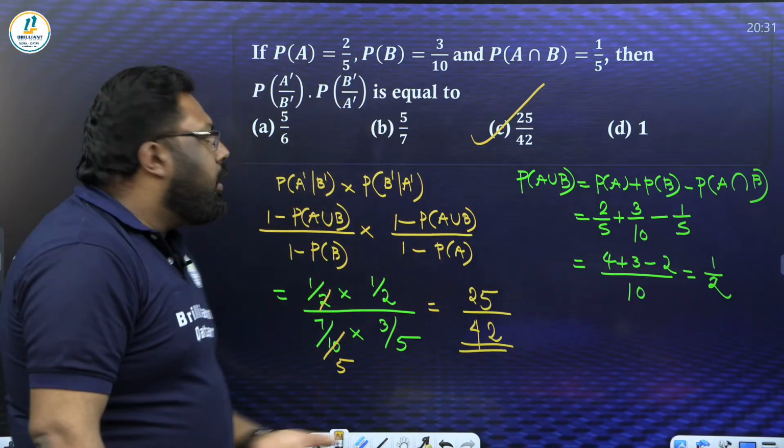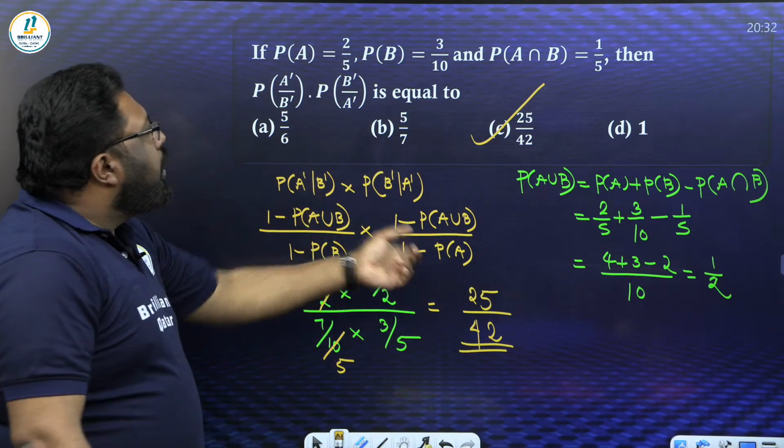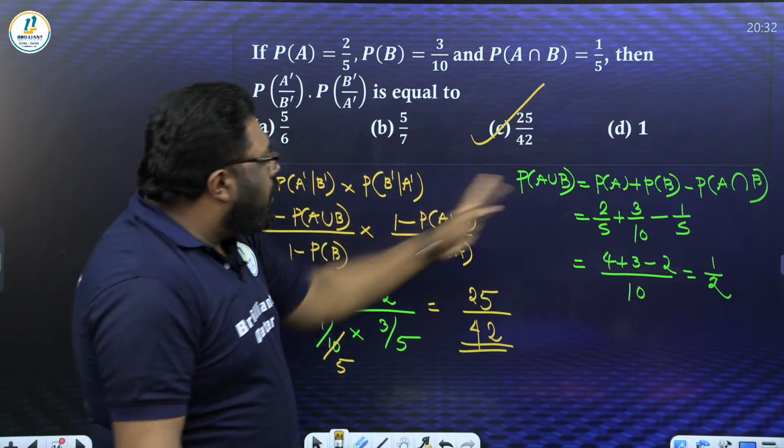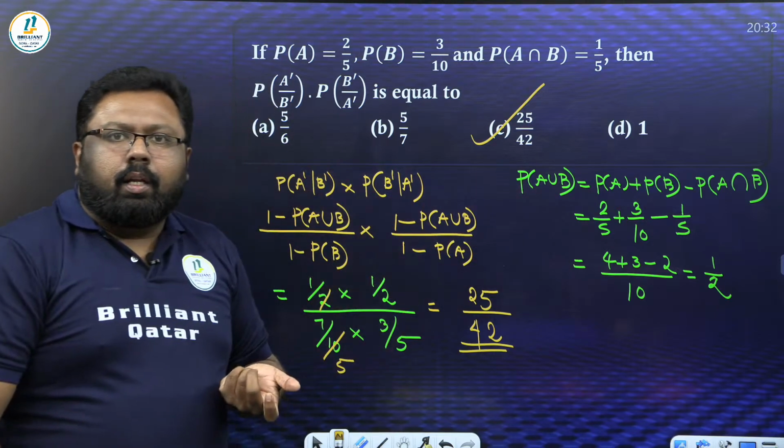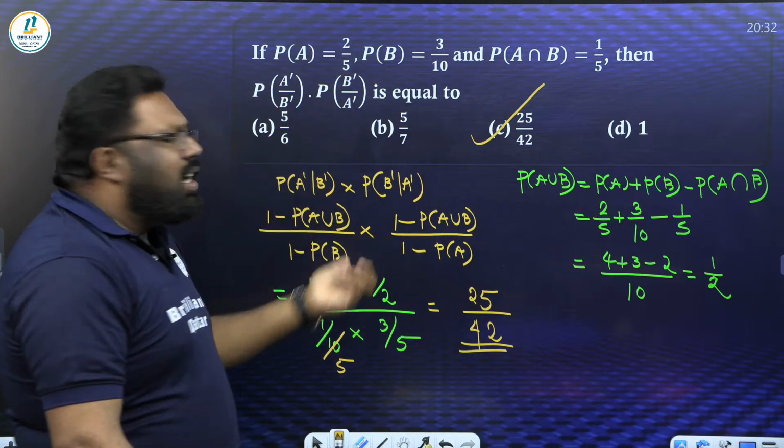It's a simple logic. You just need to know how to write the expression for A dash by B dash. You just write that. Substitute only A union B in that. You just got to substitute only A union B, rest of the things you can just look and tell the answers. Okay.